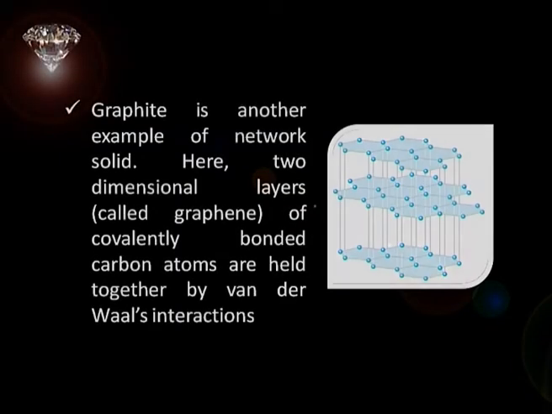Each layer is called graphene, wherein the carbon atoms are linked together by covalent bonds, and between the two layers there are weak van der Waals interactions. That's why graphite is softer, because of this third dimension there. In two dimensions, in the layer part, it is covalent linkage, very strong, but between the two layers the interaction is weak. That's why it is very soft.